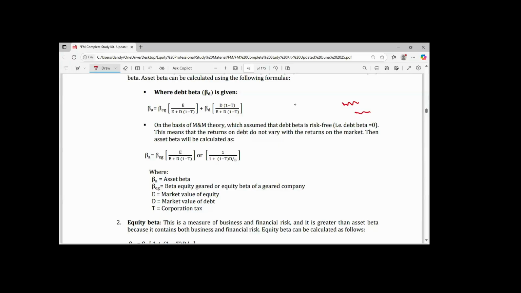Then we moved to importance of cost of capital. I said that there are two key importance of cost of capital. One is for project evaluation. Then two is determining debt equity proportion. For the project evaluation, we said that cost of capital is needed to appraise the future expected cash flow when determining the financial viability of a project.